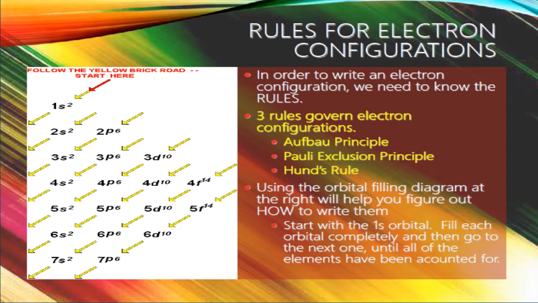There are 3 rules for writing the electronic configuration. First one is the Aufbau principle. Second one is the Pauli exclusion principle. Third one is Hund's rule.